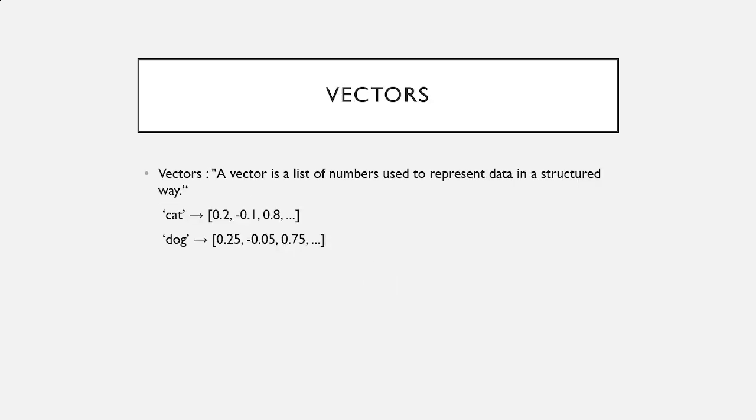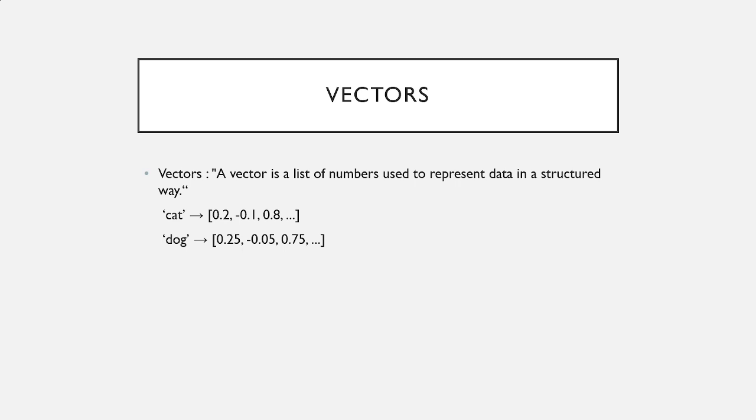Let us now discuss vector representations. Once text is tokenized, AI converts it into numbers. This process is called creating vector representations or embeddings. Think of it like this. Every word or sentence gets mapped to a list of numbers, like cow will be mapped to 0.2, minus 0.1, and 0.8. And dog will be mapped to 0.25, minus 0.05, and 0.75.